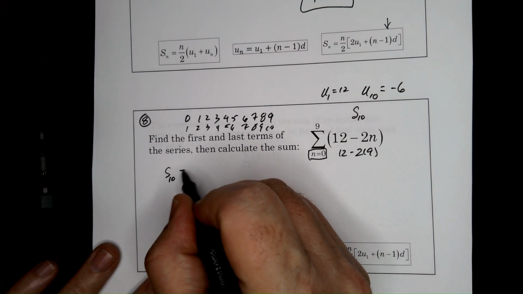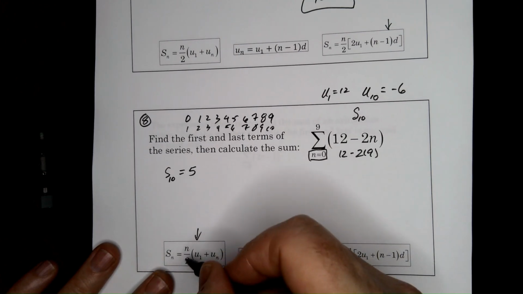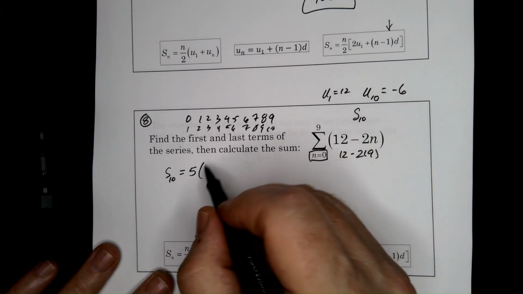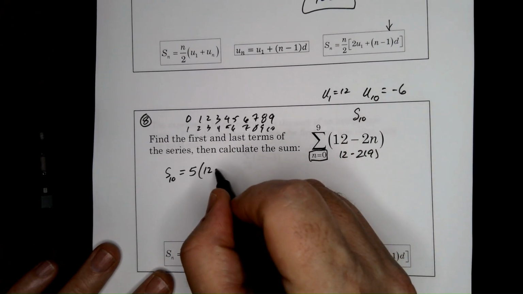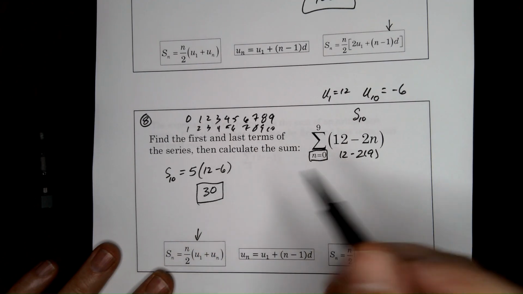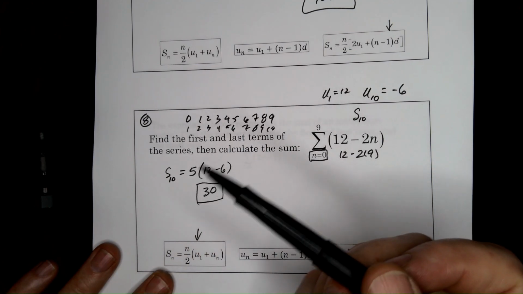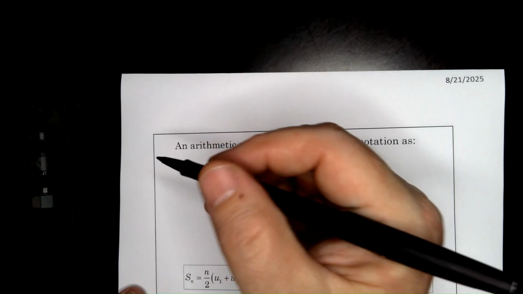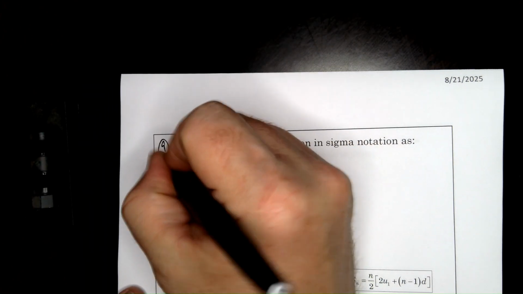S10, because we're using 10 terms. So 10 divided by 2, right, is 5. And then U1 was 12 minus 6. So that looks like 30 to me, right? 12 minus 6 is 6. 6 times 5, 30. All right. Killing it. Okay, next one, number 9.